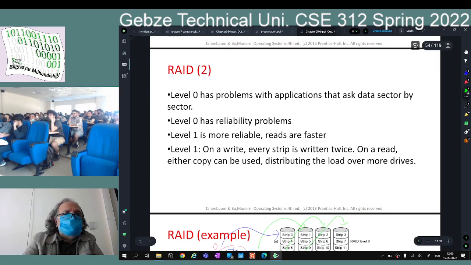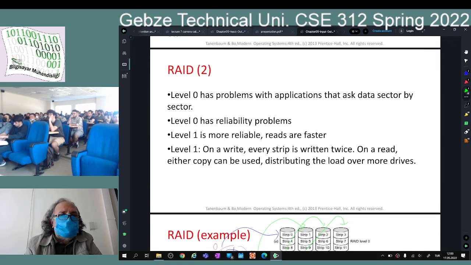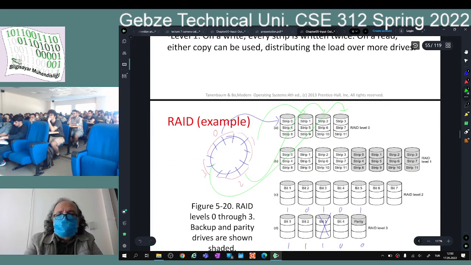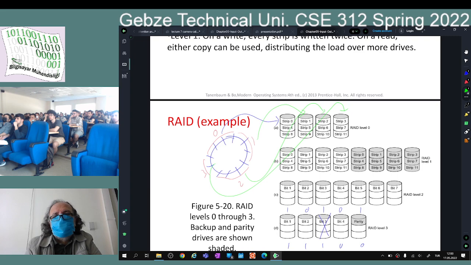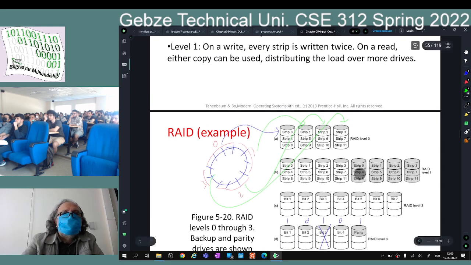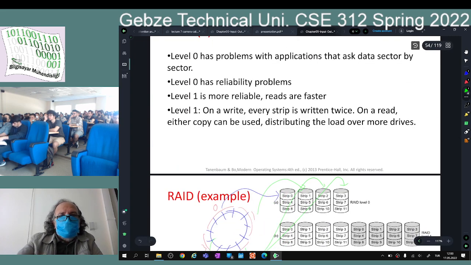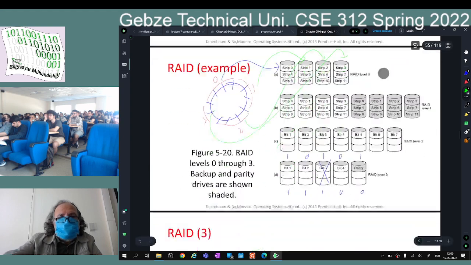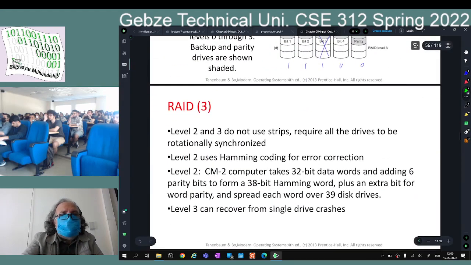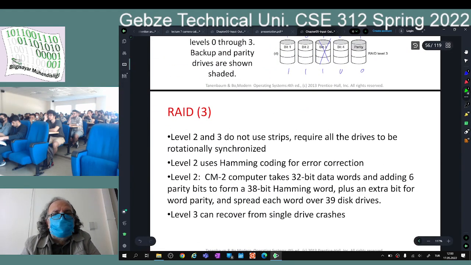So level 0 has reliability problems. Level 1 is more reliable. Reads are faster, but writes are not, right? I mean, for this one, you need to write it twice. So writes are the same speed as before, but reads are faster for this one. Okay. Then level 2 and 3 do not use strips. They require all drives to be rotationally synchronized.